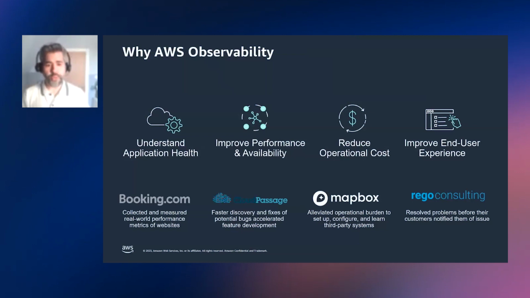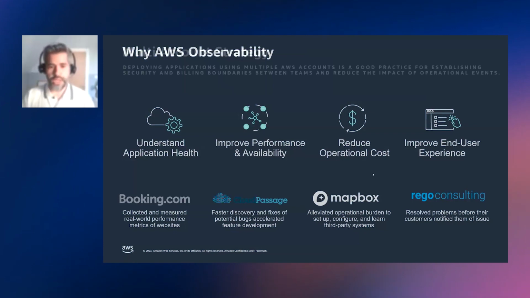And that's where AWS observability comes in, because we can understand your overall application health. We can help you to improve performance and availability. We can help you to reduce your operational cost, and we can improve your end-to-end user experience. And whatever I'm saying here, you can already see we have a few customers who have shared their quotes, who also believe in us, and these are their quotes over here. How we help them to collect the metrics in real time, how we help them to fix their issues, how we help them to notify their issues before any of their customers even notified them.